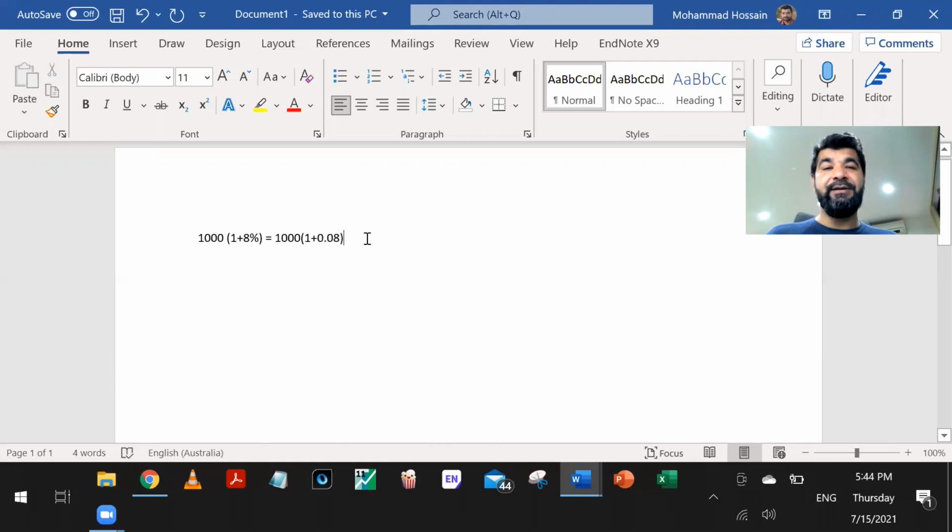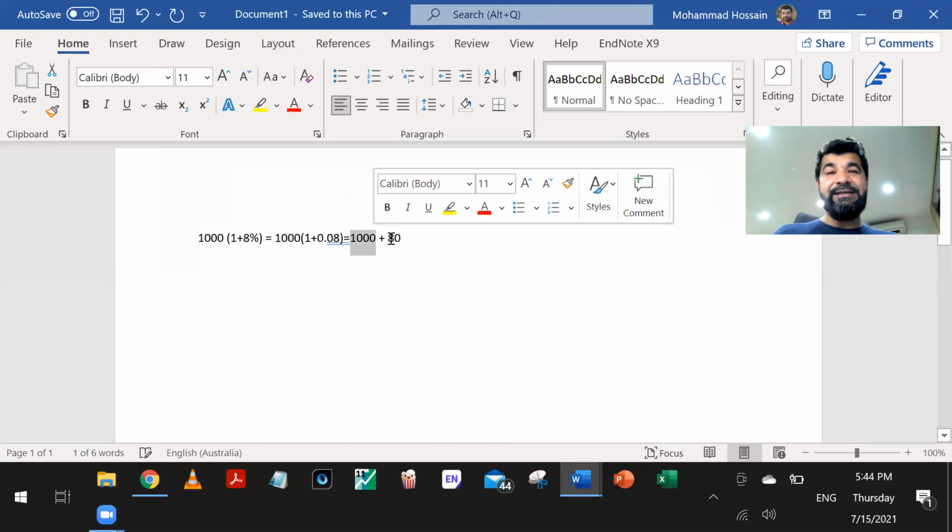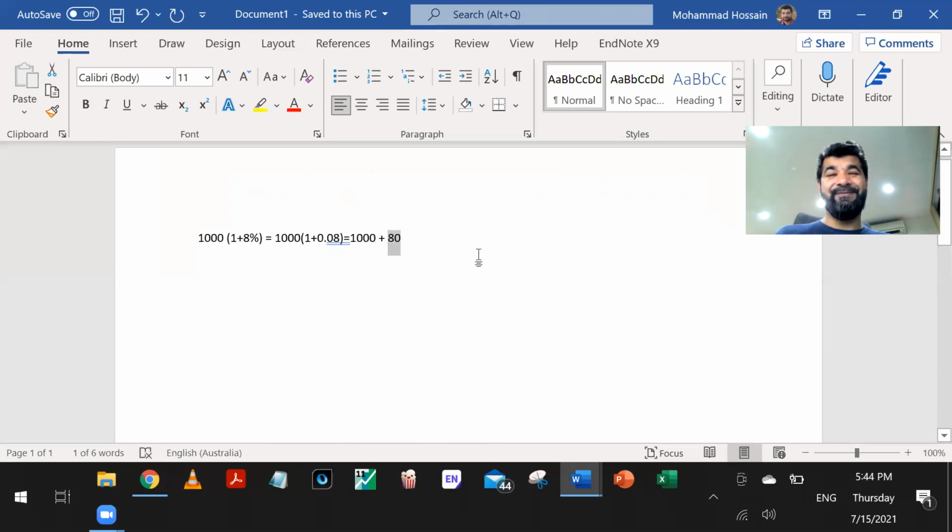So you see here that you can say this is equal to another interesting thing. If you multiply these now, it will become 1,000 plus 1,000 into 8%, which will be 80. So 1,000 is your principal amount and 80 is your interest. Make sense? This is the case I wanted to show you here.